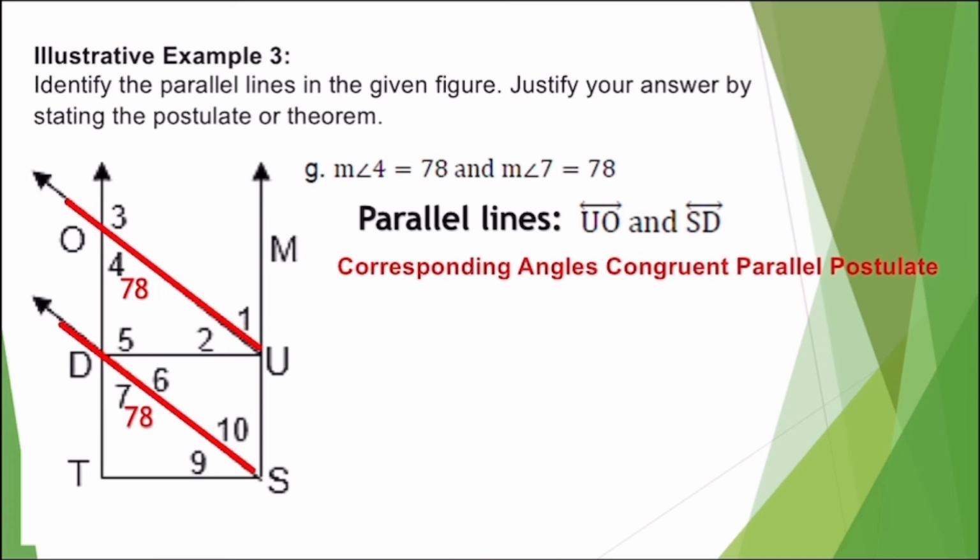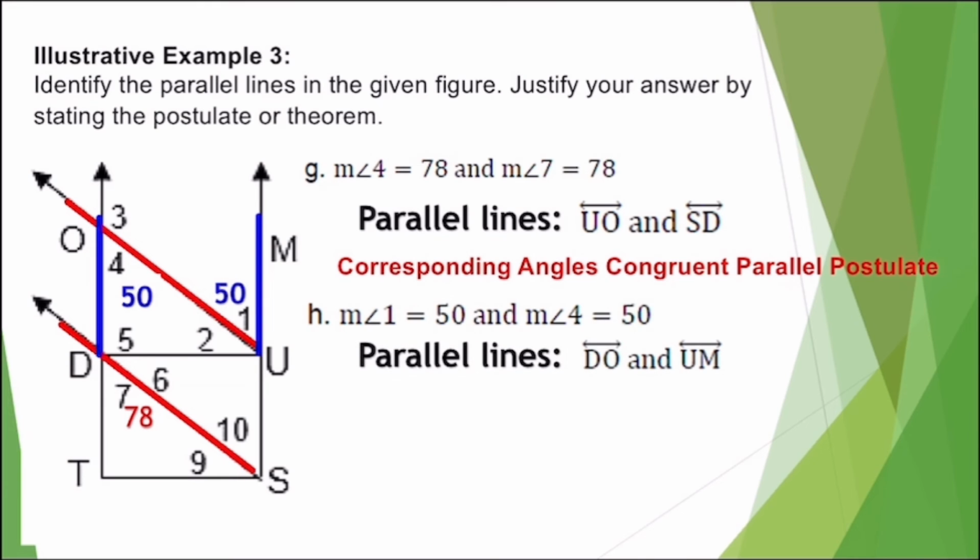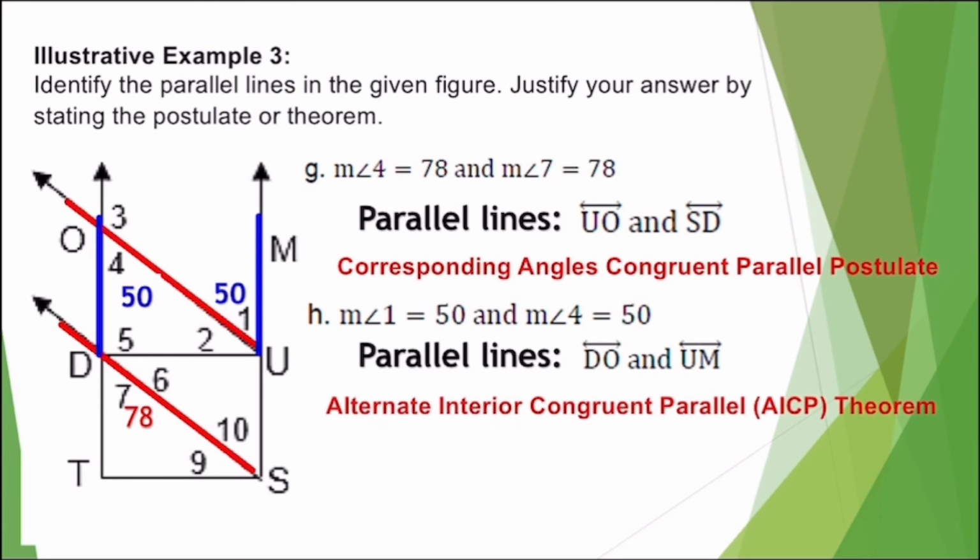And for our last condition, if the degree measure of angle 1 is equal to 50 and the degree measure of angle 4 is equal to 50, the parallel lines here are line DO and line UM. The theorem is the alternate interior congruent parallel, or the AICP theorem. That is our example number 3. Now, let's proceed to our last example.